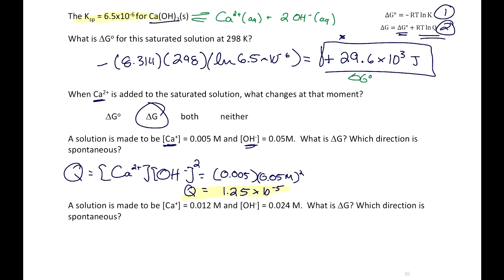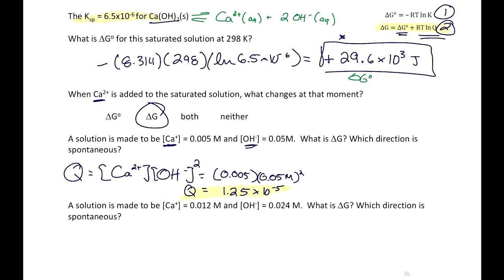Q meaning non-equilibrium conditions. So hopefully all of that rings a bell from earlier chapters. So I actually have to give you values of Q here, so let's make up a solution of a bunch of calcium, some hydroxide. What is the new delta G value? Since we are calculating delta G without the naught, we want to be using that second equation, delta G with no naught, plus the RT ln Q stuff.